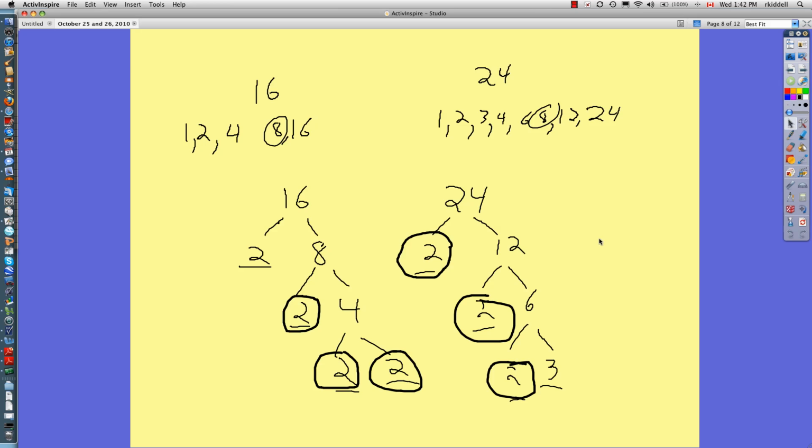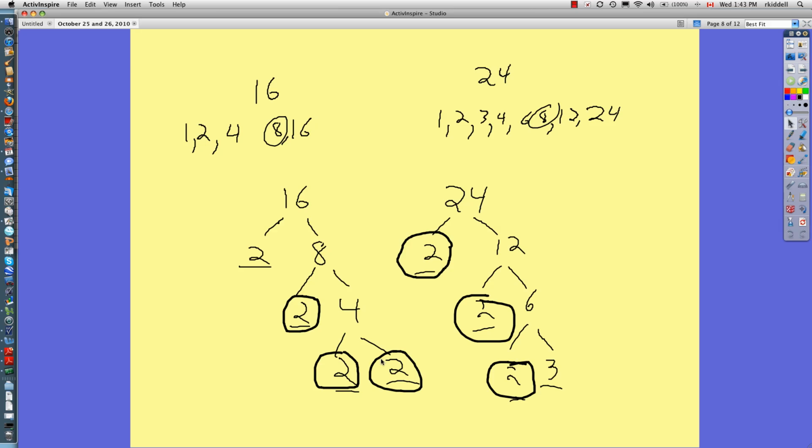And then we went to greatest common factor. If we have 16 and 24, you can do a factor rainbow and come up with the greatest common factor is 8, but that's very difficult and cumbersome to do. Far better to do the prime factors.